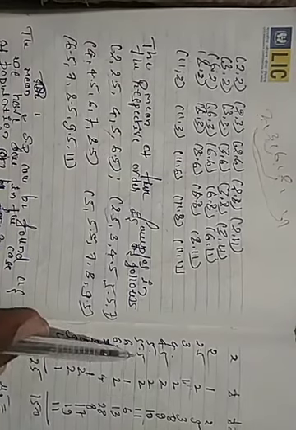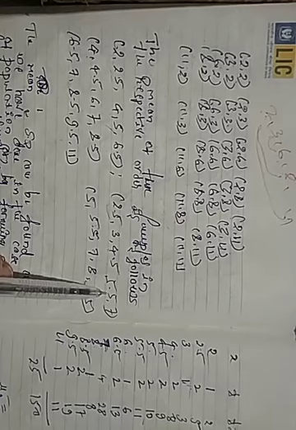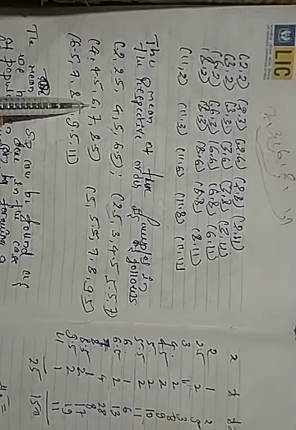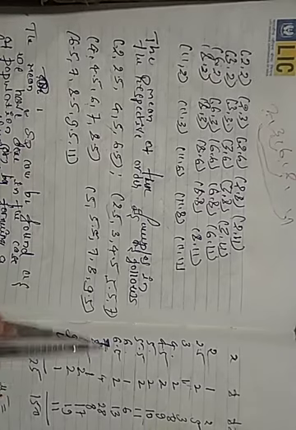Next, how many 5.5 are there? See here, 5.5 is 1, 2. How many 6 are there? Only 1 six is there, this is the 6 value. Only one 6, that is considered as the frequency.